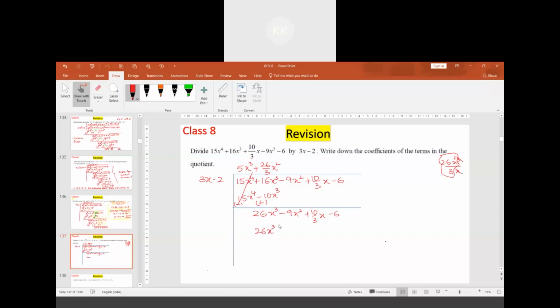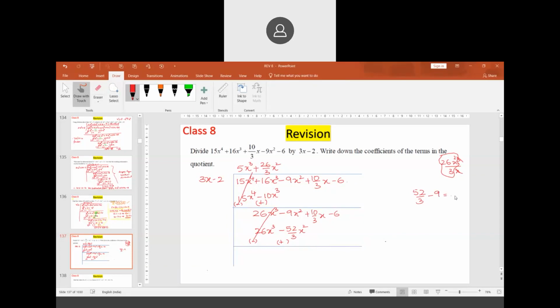26x cube is obtained. Now minus 2 multiplied with 26 will be minus 52 upon 3 x square. Now I am changing the sign. This gets cancelled. Here you observe there is minus 9 and positive 52 by 3. So it is positive 52 by 3 minus 9.